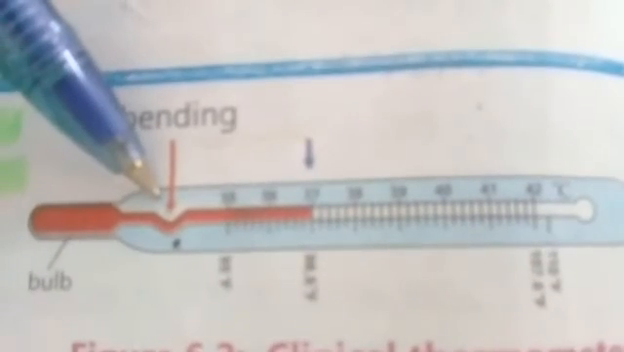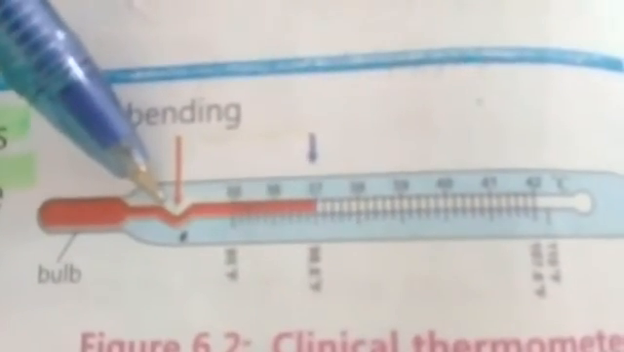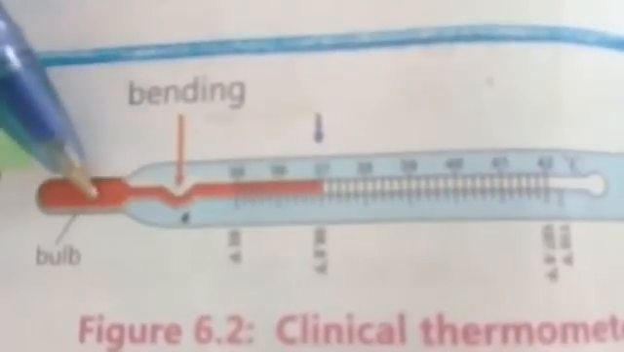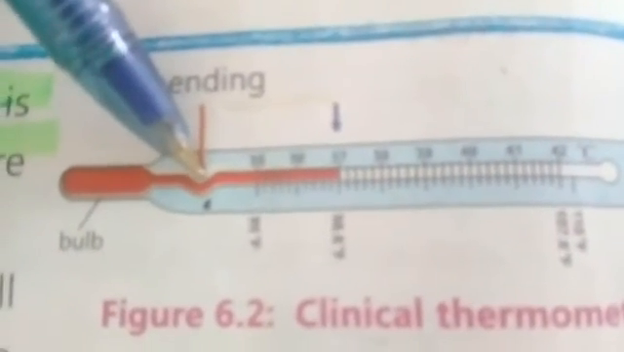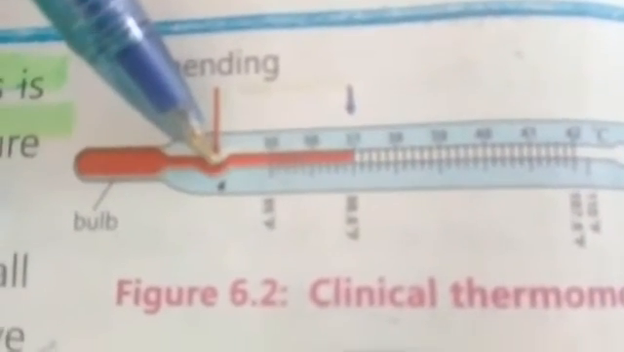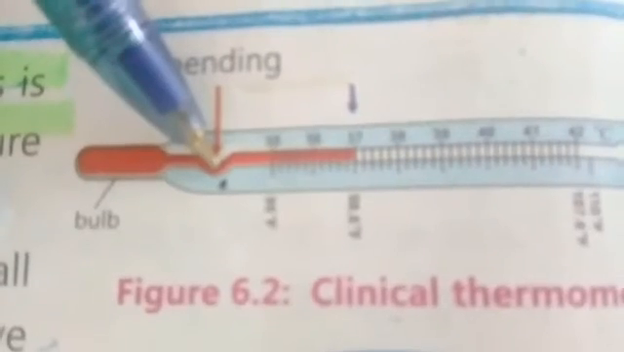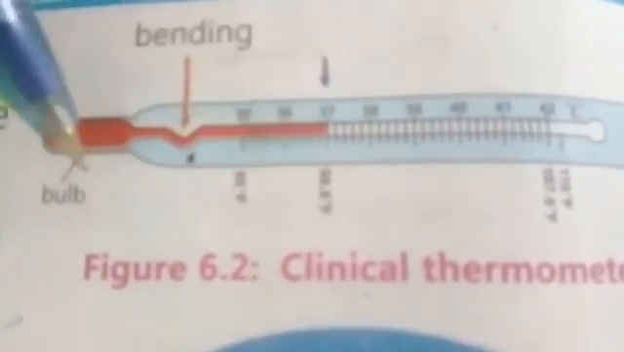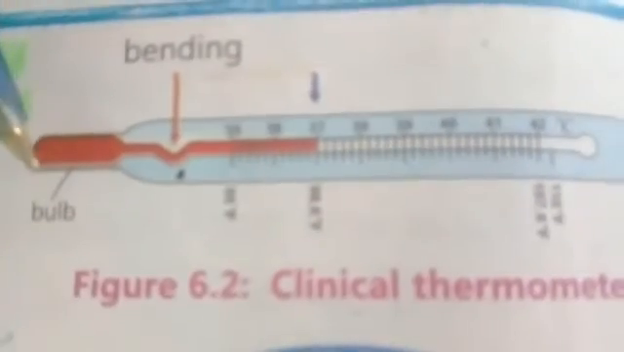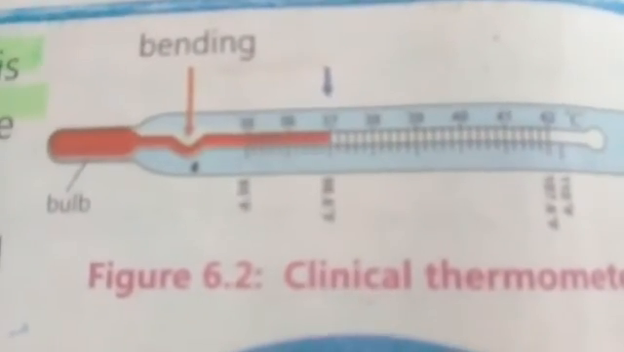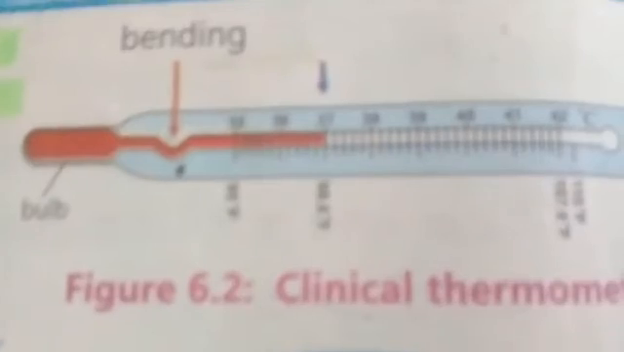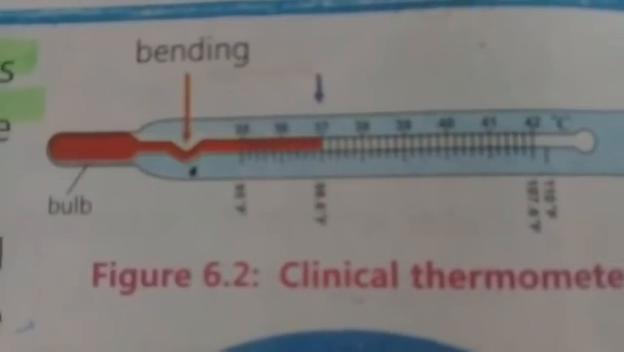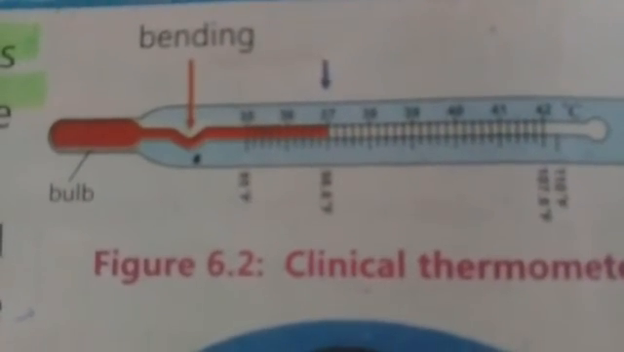A clinical thermometer has a small bend in the narrow bore just above the bulb. When we put the thermometer under the armpit of a patient, the alcohol or mercury of the bulb rises up. When we remove the thermometer from the armpit of the patient, the liquid in the bulb contracts on cooling. This small bend prevents the fall of liquid into the bulb.